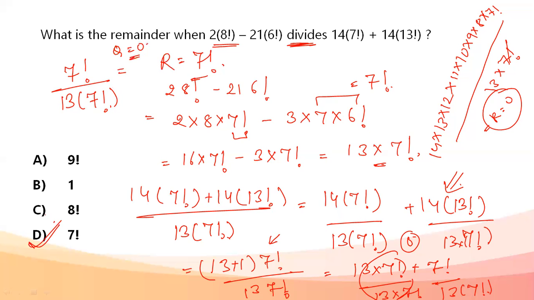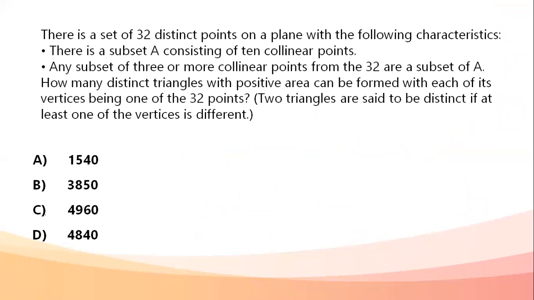Next question. Let's look at the next question very quickly. There is a set of 32 distinct points on a plane with the following characteristics. Some instruction is given to us. There is a subset A consisting of 10 collinear points. Okay, collinear means all of them are in the same plane. Any subset of 3 or more collinear points from 32 are a subset of A. Okay, how many distinct triangles with positive area can be formed with each of its vertices being one of the 32 points? Okay, now a triangle can be formed by taking, okay, if 10 are in A, that means remaining are 22 points. 10 are in A and 22 are the remaining points that we have.